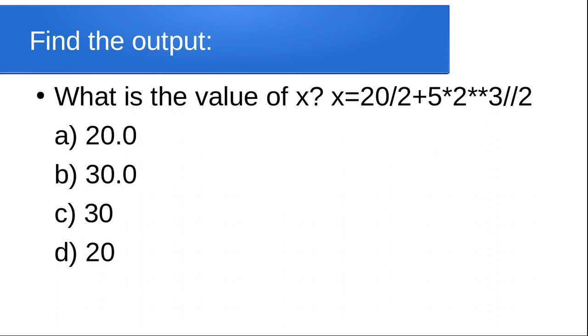And find your output. What is the value of x? The expression is x is equal to 20 divided by 2 plus 5 into 2 exponent 3 floor division 2. Find the correct answer and write your answer in the comment section.